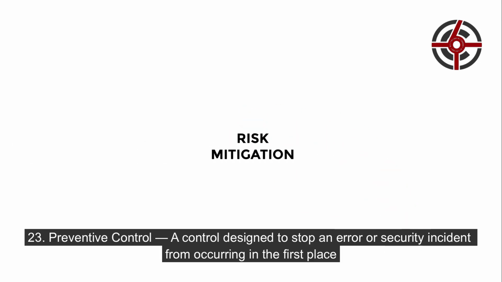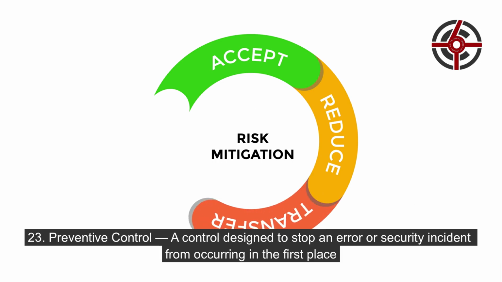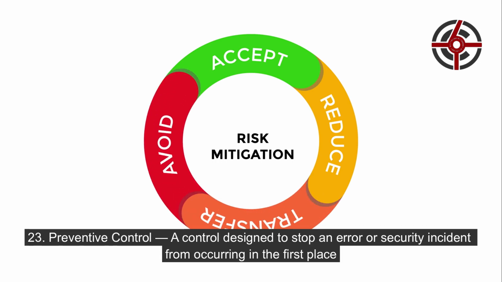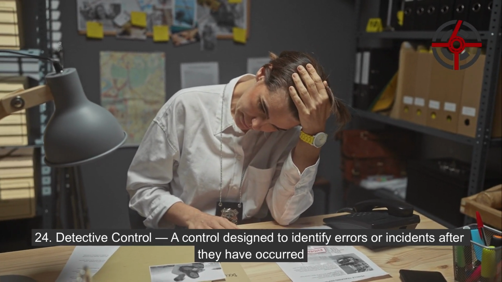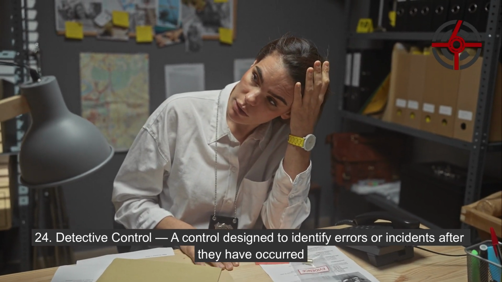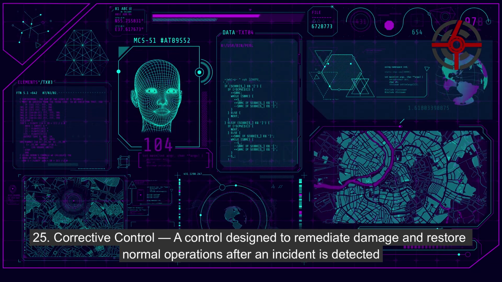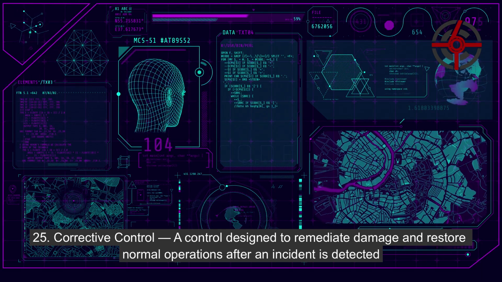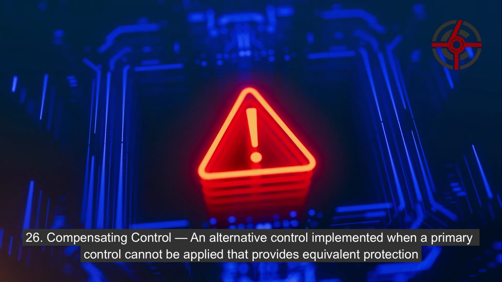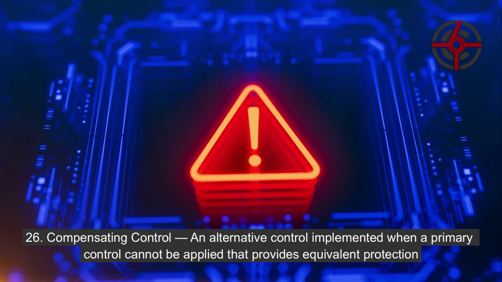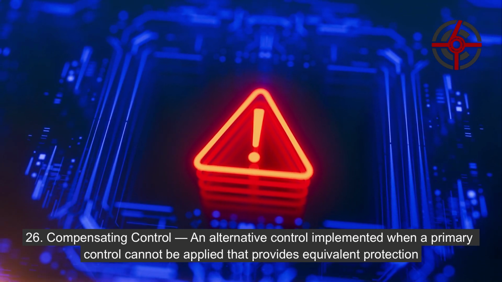23. Preventive Control, a control designed to stop an error or security incident from occurring in the first place. 24. Detective Control, a control designed to identify errors or incidents after they have occurred. 25. Corrective Control, a control designed to remediate damage and restore normal operations after an incident is detected. 26. Compensating Control, an alternative control implemented when a primary control cannot be applied that provides equivalent protection.